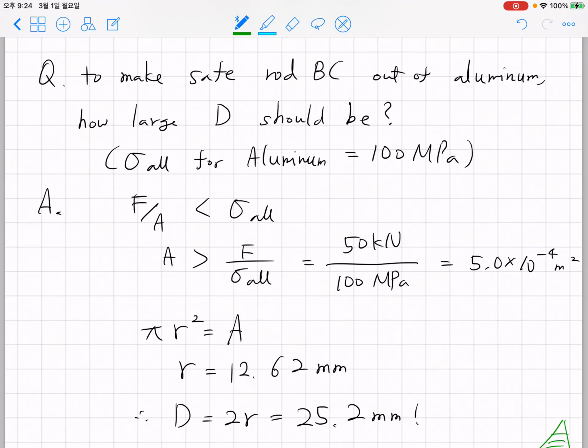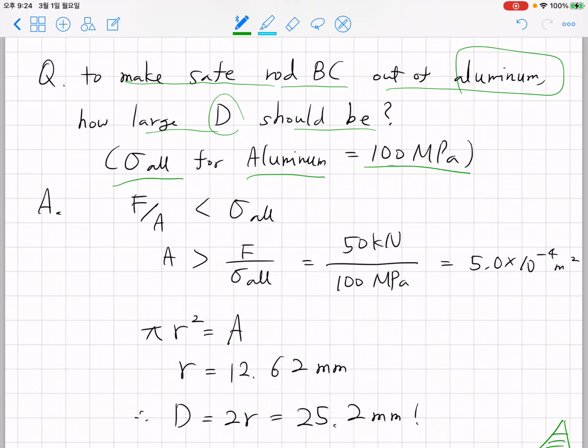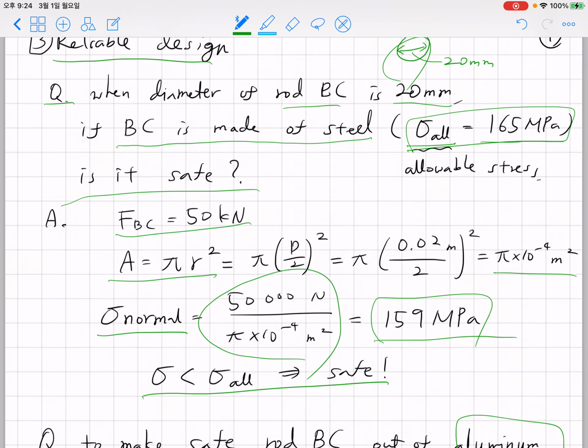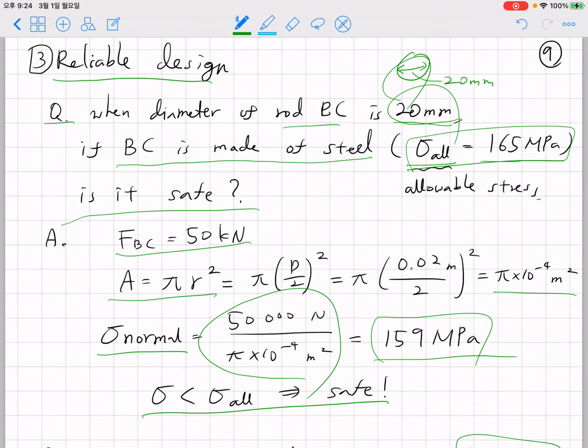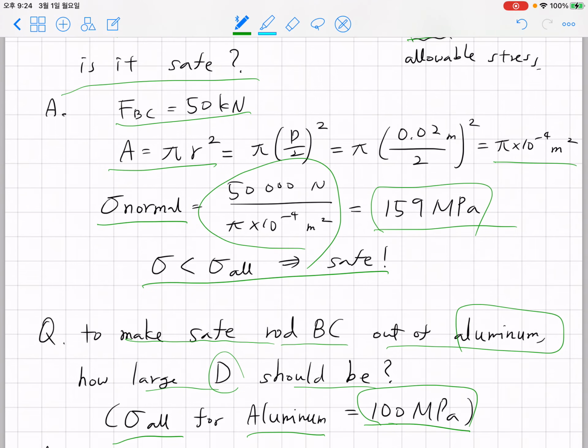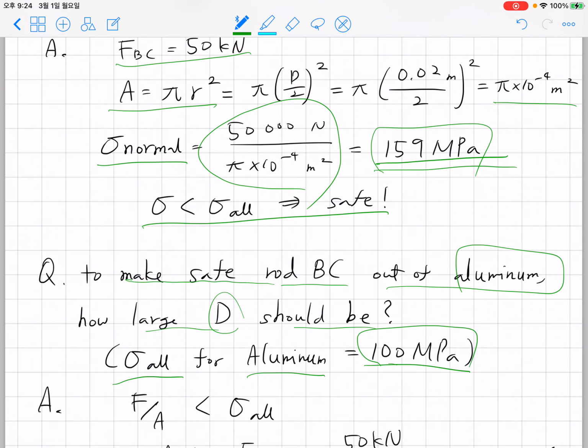Okay, now let's twist the problem again and solve another problem: to make a safe rod BC out of aluminum. So they changed the material. How large D should be, how large the diameter should be. Here, the allowable stress for aluminum is 100 megapascal. Okay, so of course it must be smaller than steel. Because the allowable stress is 100 megapascal, if we keep the diameter as 20 millimeter, same as before, you can see that the stress is much higher than the allowable stress, and the structure is not safe.